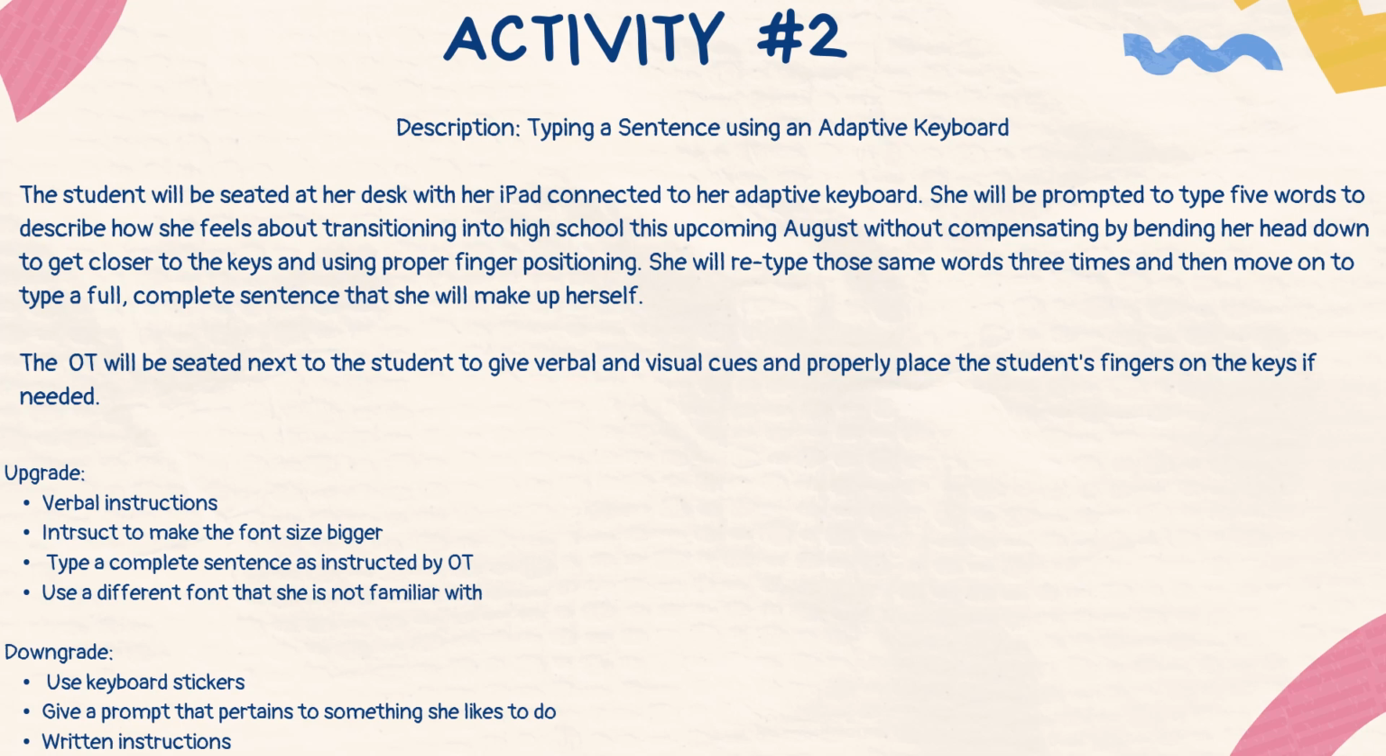I also stated in this activity that the OT will be seated right next to the student to give her verbal and visual cues and properly place the student's fingers on the keys if needed. So, some upgrades and downgrades for this activity: just giving her verbal instruction, not necessarily writing things down. Instruct her to make the font size bigger.